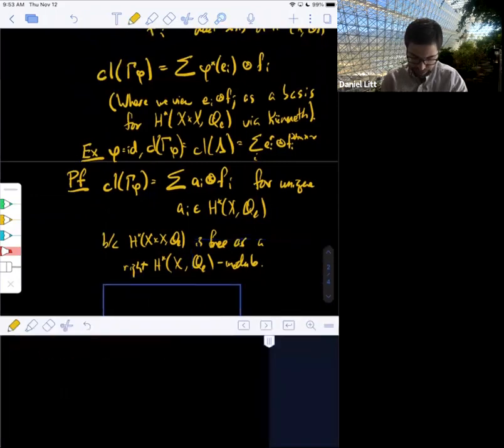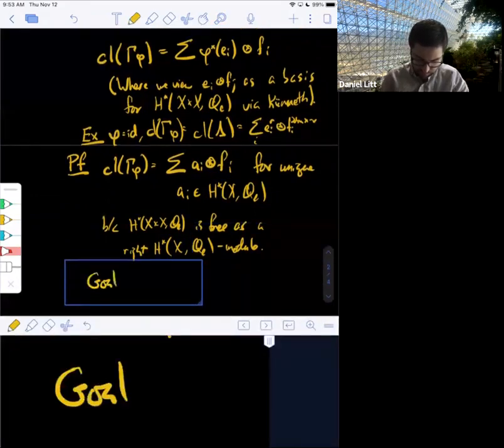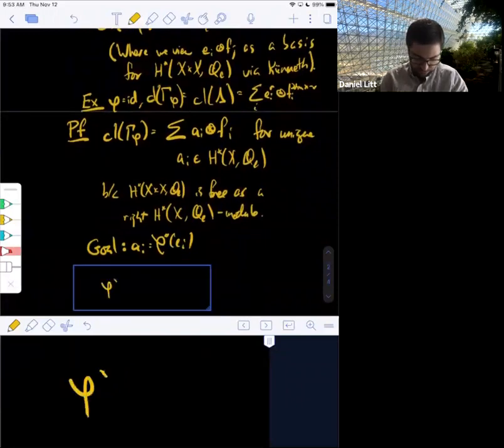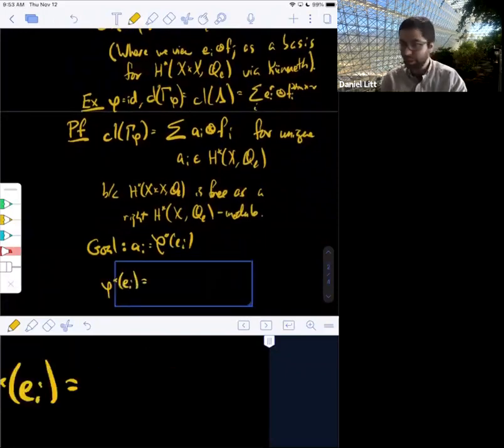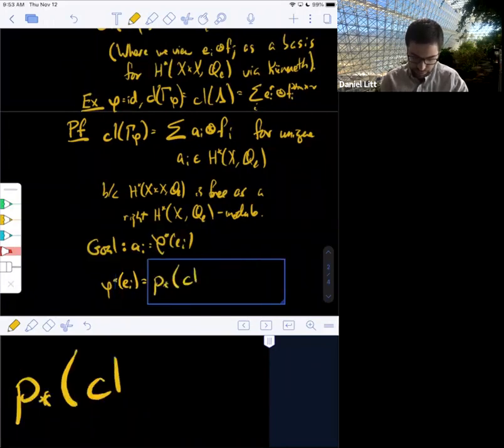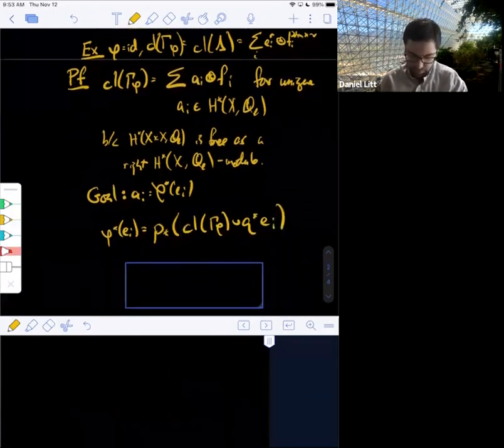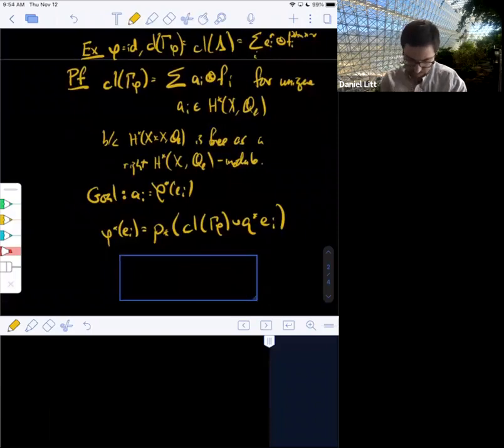So now let's compute the a_i's. The goal is to show that a_i is phi upper star of e_i. So let's compute the right-hand side, phi upper star of e_i. Well, by our previous lemma, we can write that as cupping with the cycle class of the diagonal. So that's p lower star of the cycle class of the graph cupped with q upper star of e_i. Right, this is just our previous lemma, our kernel formalism.